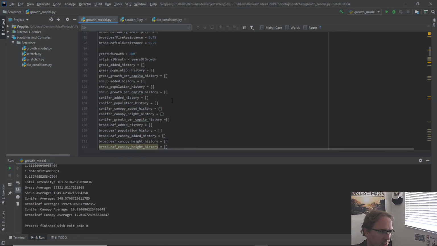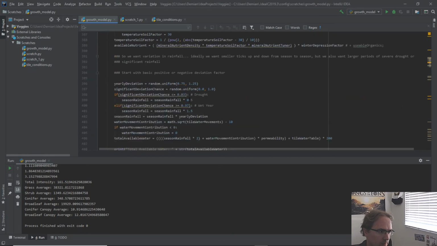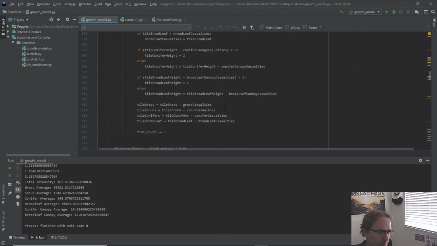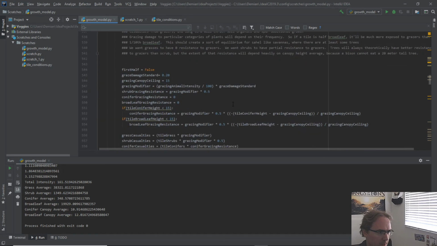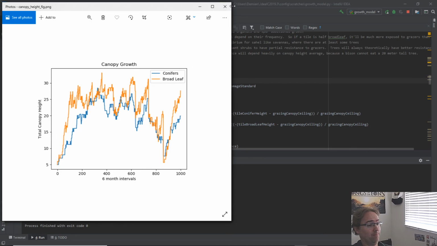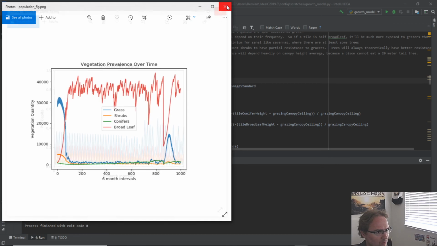Well, here, let's try this. Got an idea. Let's just experiment. Let's crank up the intensity of the damage that grazers do. And now they just kill off grasses. Right.